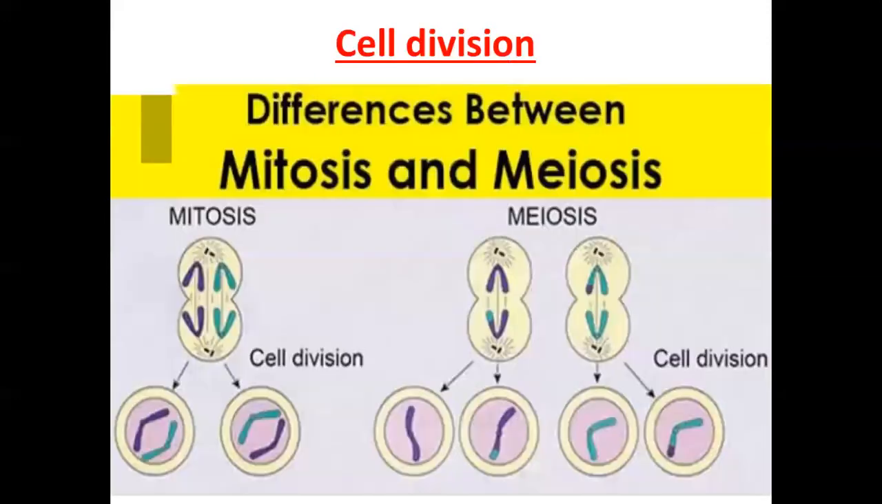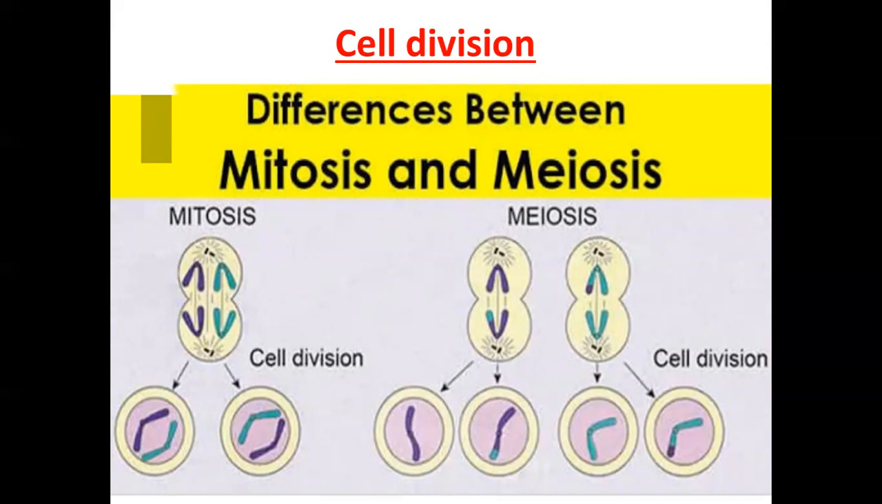Next is cell division. Now, what is cell division? As you can see in the diagram, it is very clear that cell division is basically when new cells are formed in an organism in order to grow, to replace old, dead, and injured cells, and to form gametes required for reproduction. The process by which new cells are made is called cell division.